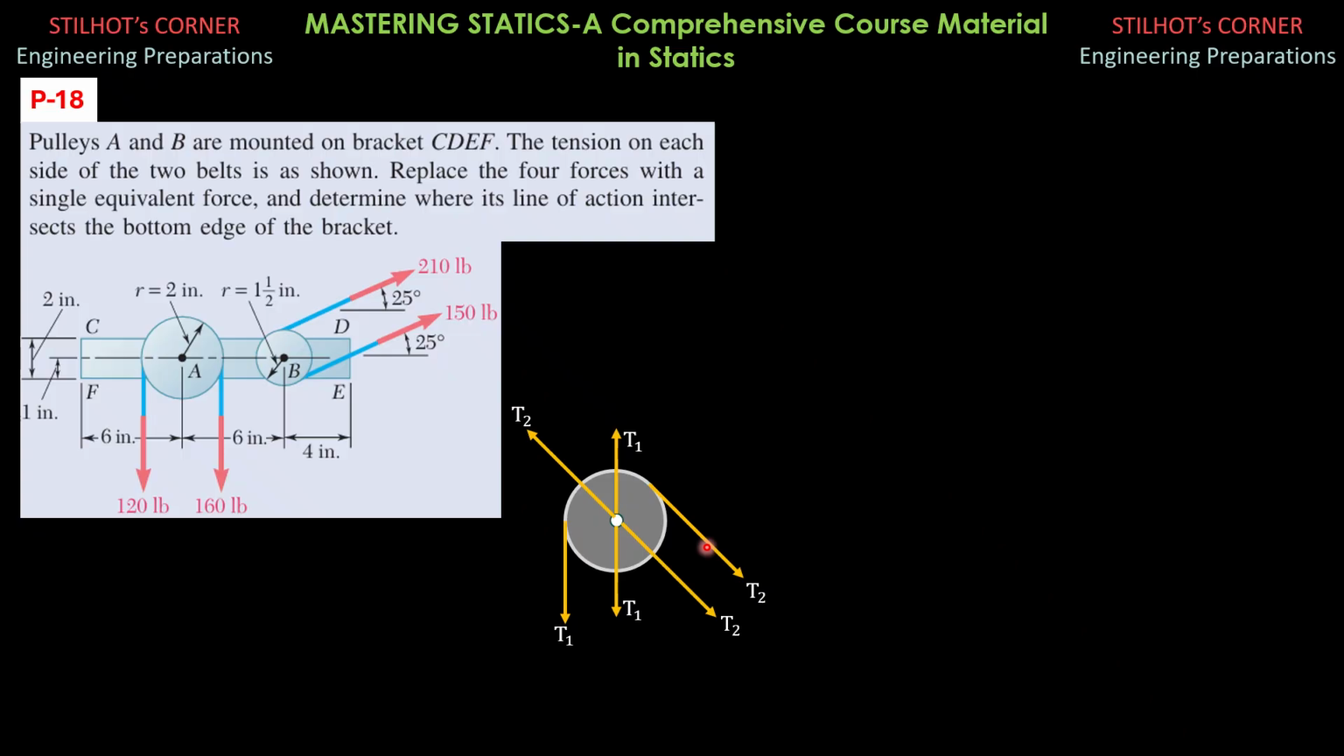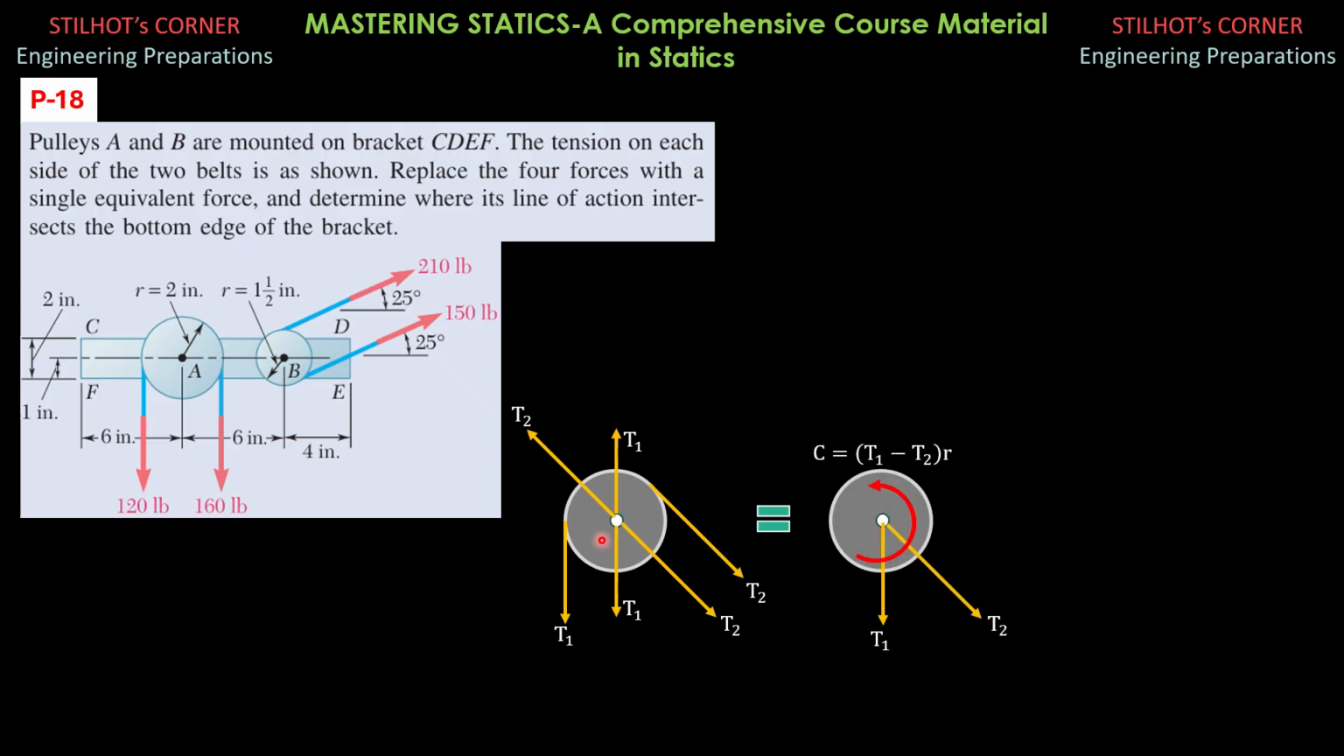So we can remove these two tensions T2, we can remove these two tensions T1 and replace them respectively by their equivalent couple contribution. So that's why the original system is equivalent to this system now. The forces T1 and T2 are now acting at the center after we remove the two T1s and the two T2s that constitute a couple as shown.